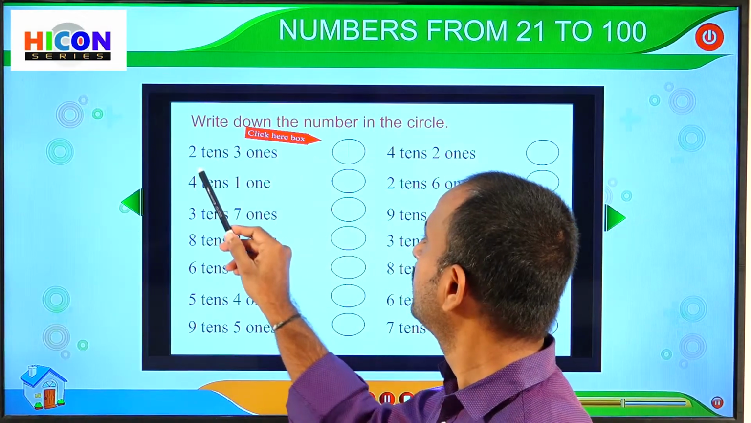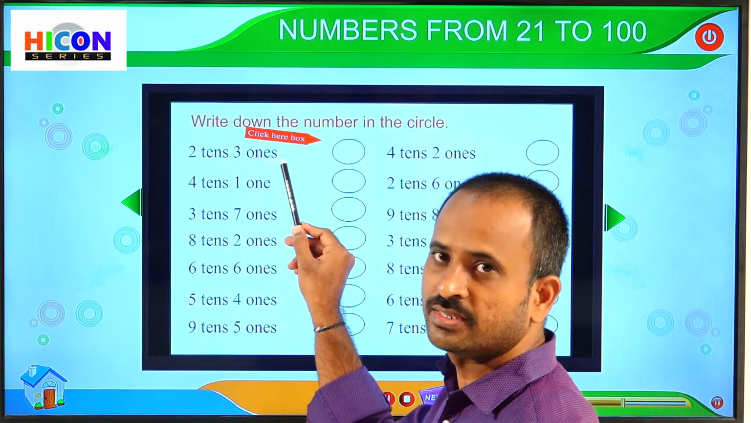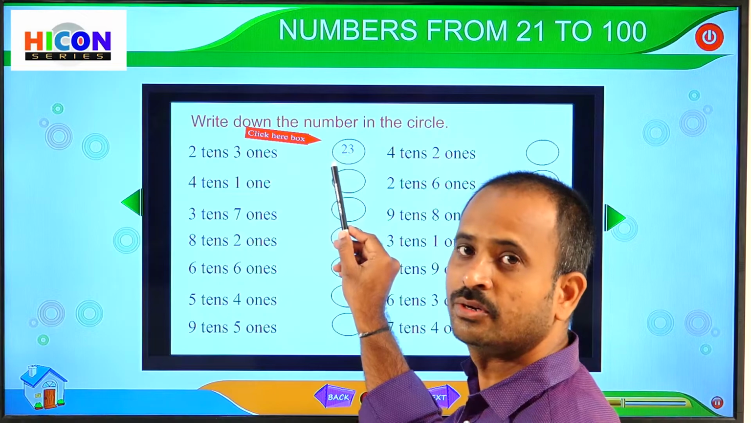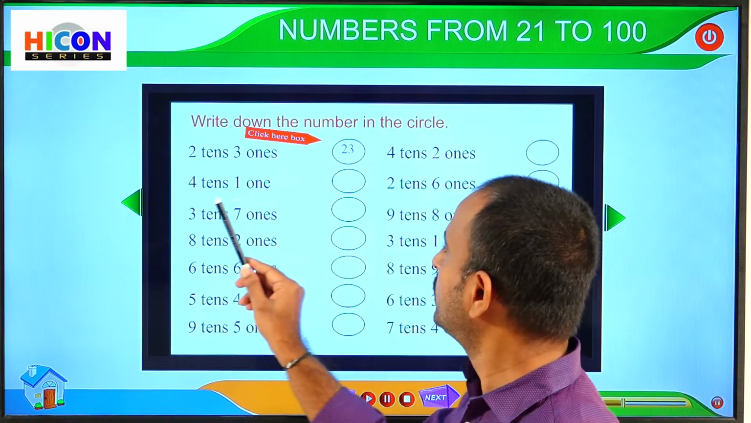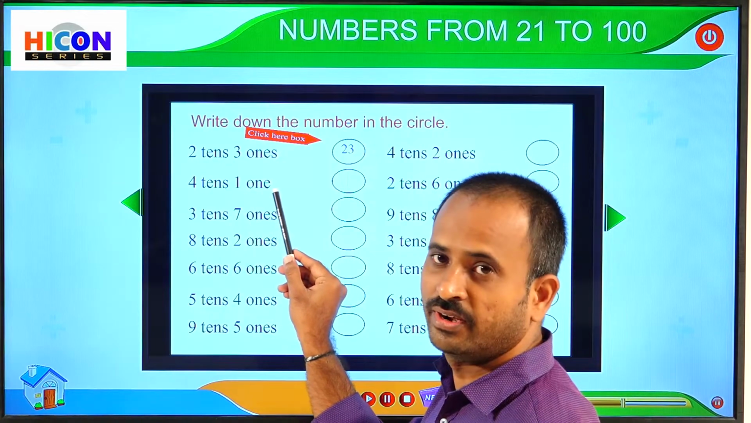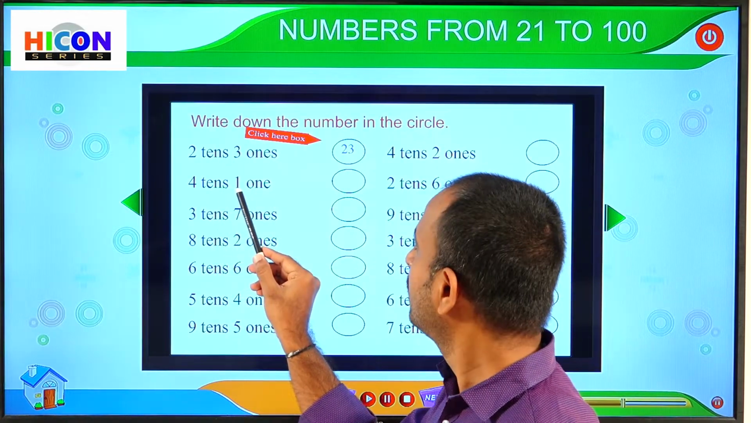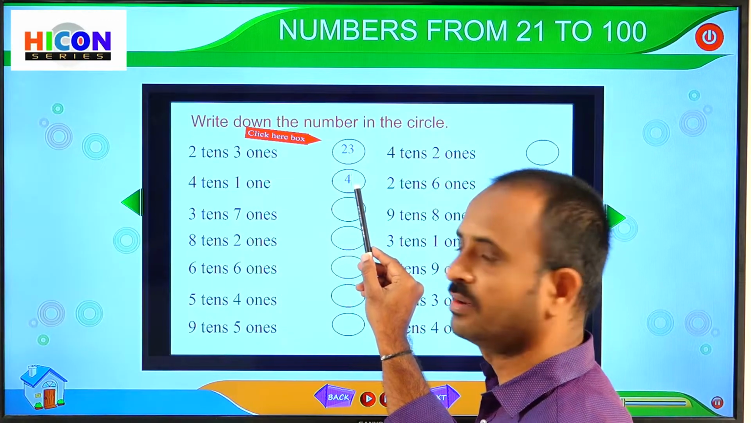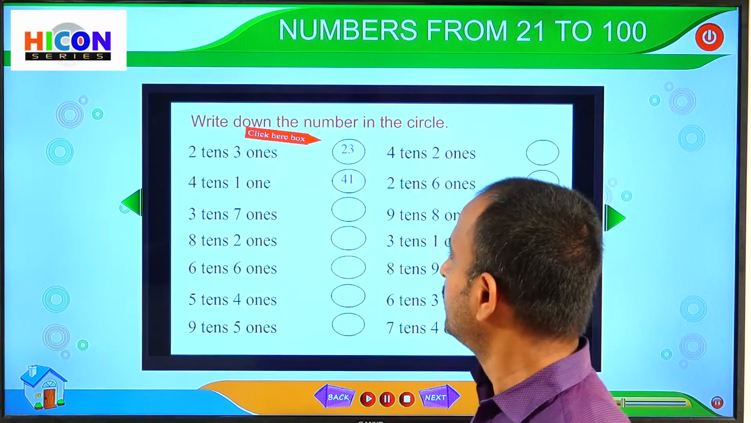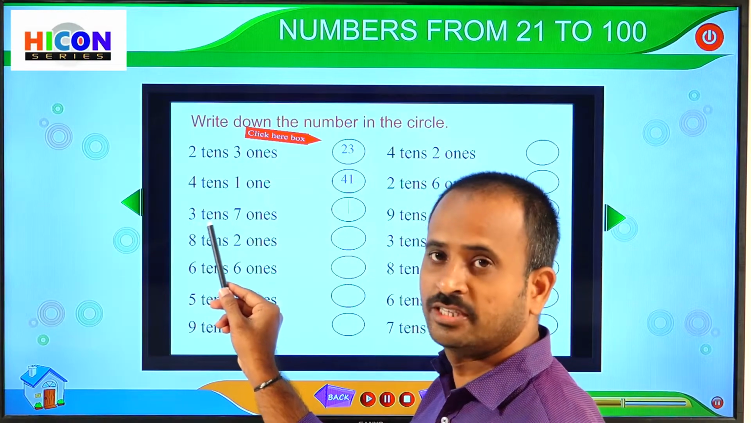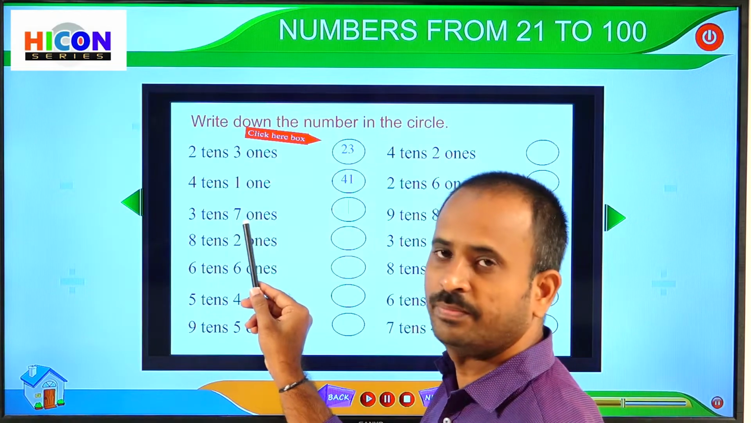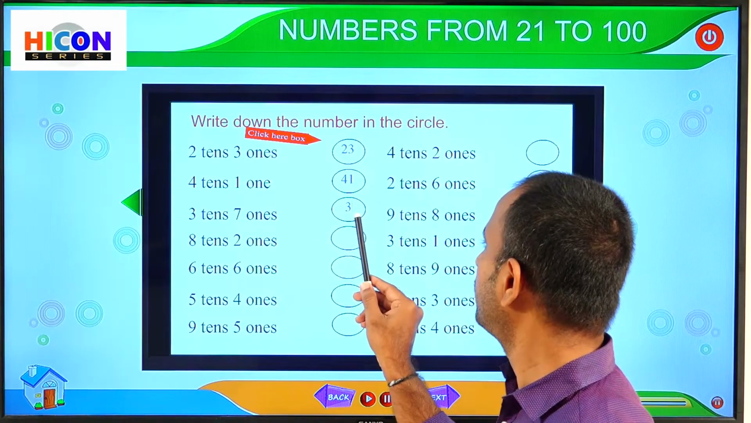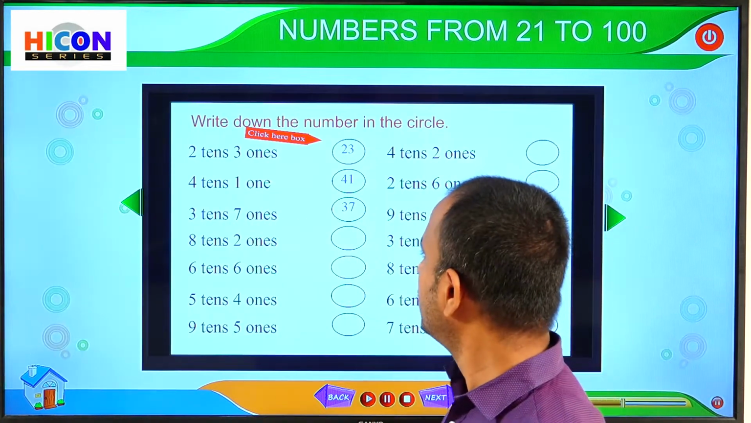So see the first one here. There are 2 tens, 3 ones, and the number can be read as 2, 3. That is 23. So see the next one, children. 4 tens, 1 one. That is 4 is present in the tens place, 1 is present in the ones place. The number can be written as 4, 1 and 41. See the next one. Here 3 is present in the tens place and 7 is present in the ones place. 3 tens, 7 ones, and the number will become 3, 7. That is 37.